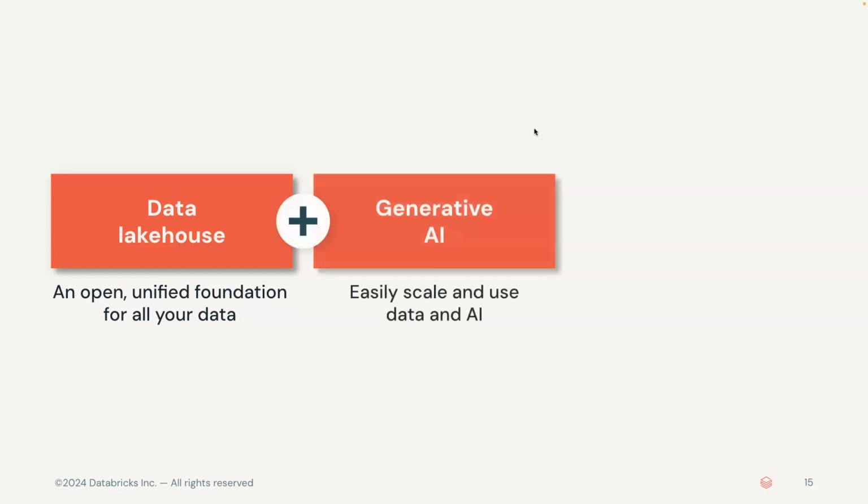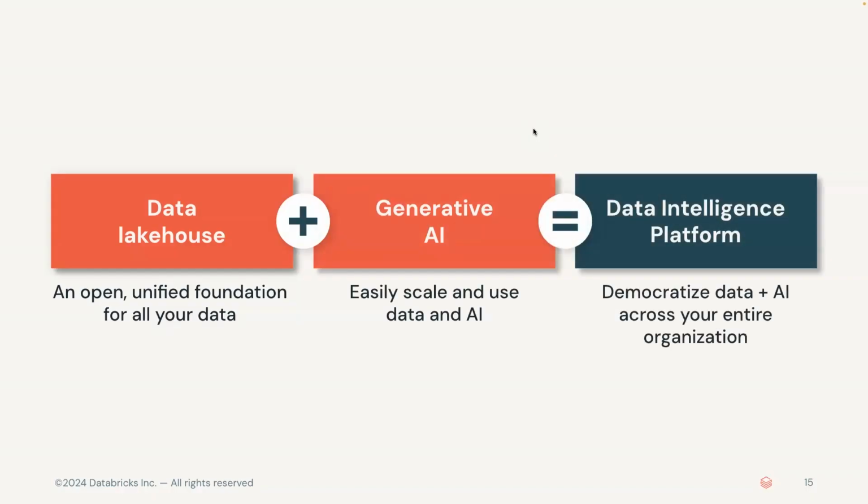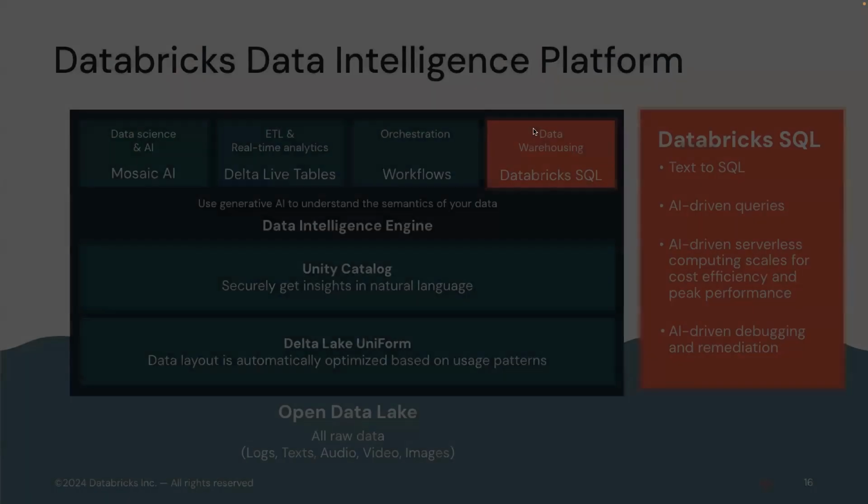Now, once we build a Lakehouse, it's good. It talks about machine learning. It talks about prediction. It gives you unified governance. But then, with the Lakehouse, you also need to make intelligent decisions, and you need to grow into the current technology. And that is why we combine Lakehouse with Gen AI to build a data intelligence platform. So the data intelligence platform helps you to democratize data and AI across your entire organization.